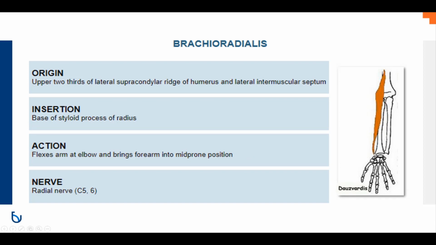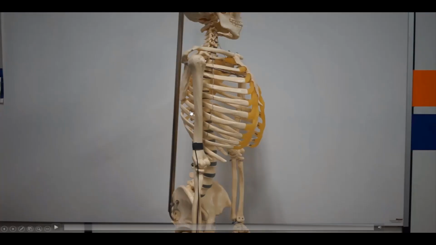This actually looks like it's a little distal. It inserts just proximally there. And yeah, so again, the action is to flex the arm. So we're comparing two elbow flexors here.